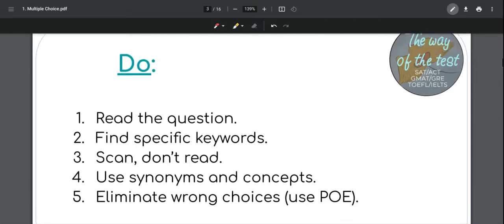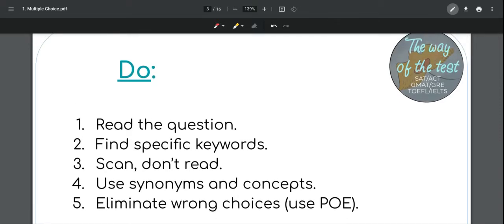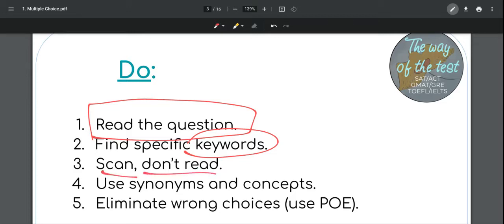Now, what do we want to do when we solve this question type? What is the strategy to follow? We're going to read the question every time. For every single question, we're going to read the question first just to make sure what question type we're in so we don't make any mistake. We're going to find the specific keywords in the question, okay? And then we're going to scan. Again, don't read. We're just going to scan and find those specific keywords.